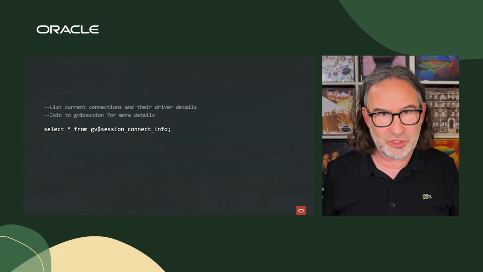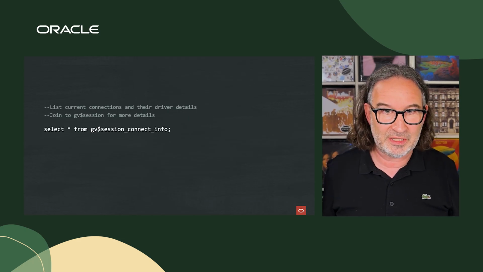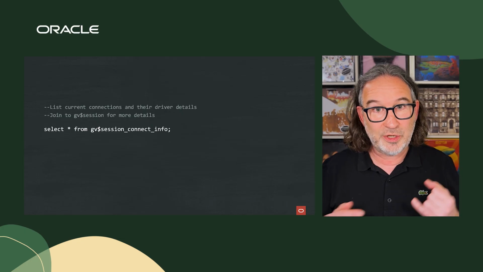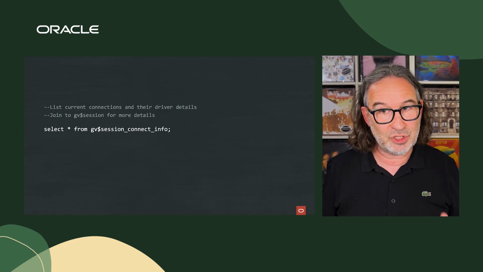How do you find out which clients you're using? There's a view in the database, extremely helpful here. GV$SESSION_CONNECT_INFO tells you which version most clients are, and you get a very good overview. So check this upfront. And with this, Daniel, I think you should take over here and talk about how to upgrade in the cloud.